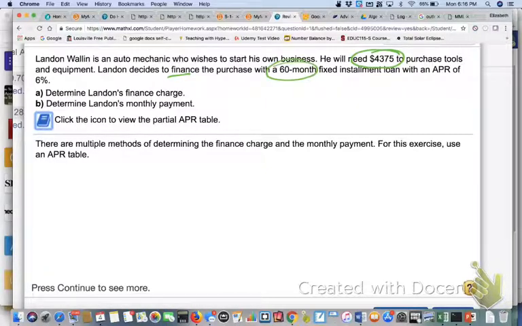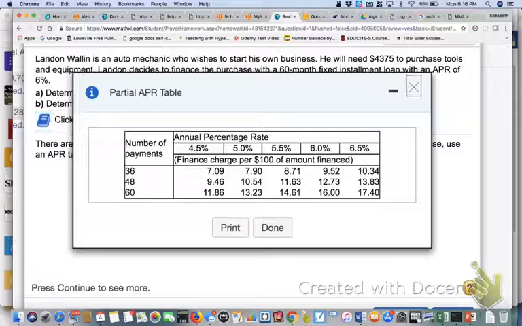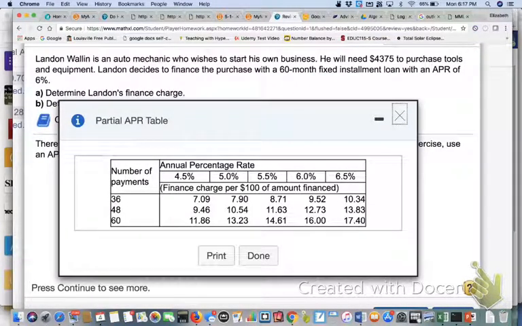And he's going to take 60 months to pay it back. And APR stands for annual percentage rate. And the rate at which he's going to borrow it is 6%. So a lot of people who deal with the finances, actuaries and people like that, have actually made what we call APR tables in order to help us, because it's some pretty in-depth math in a lot of cases. So this table, if we click on the blue icon here, is actually going to help us figure out exactly how much interest Landon is going to pay based on the circumstances of his loan.